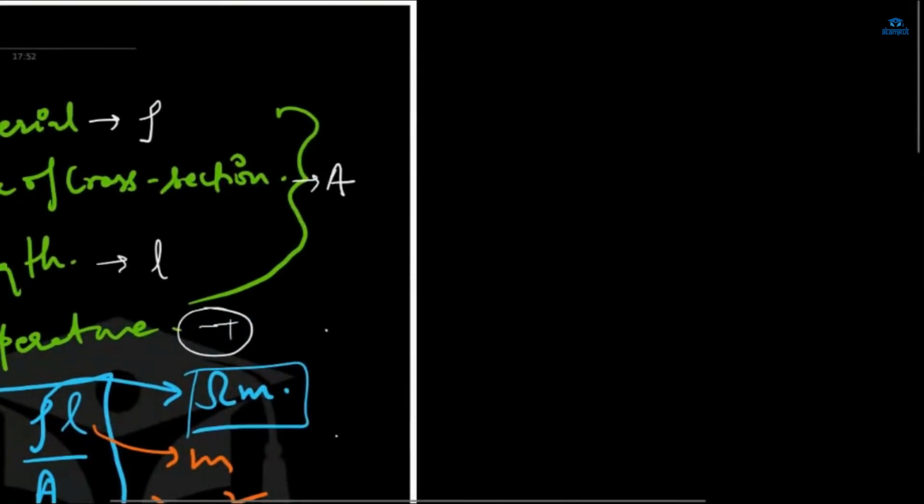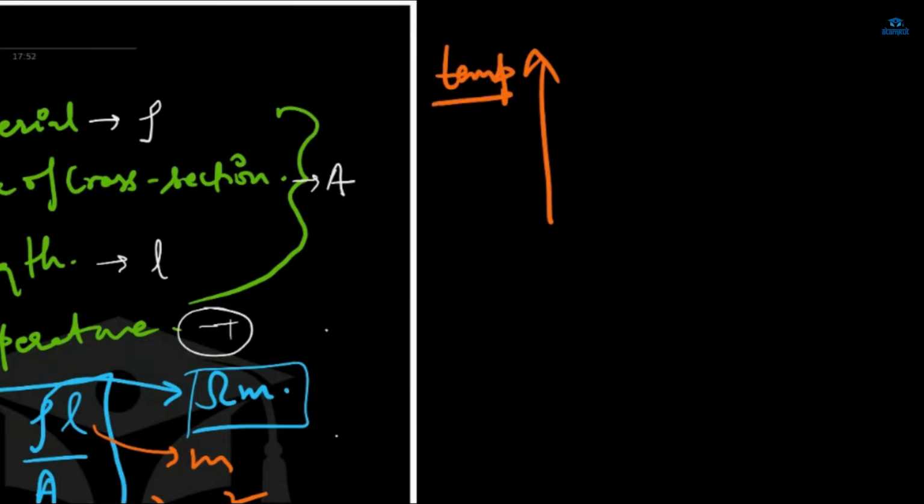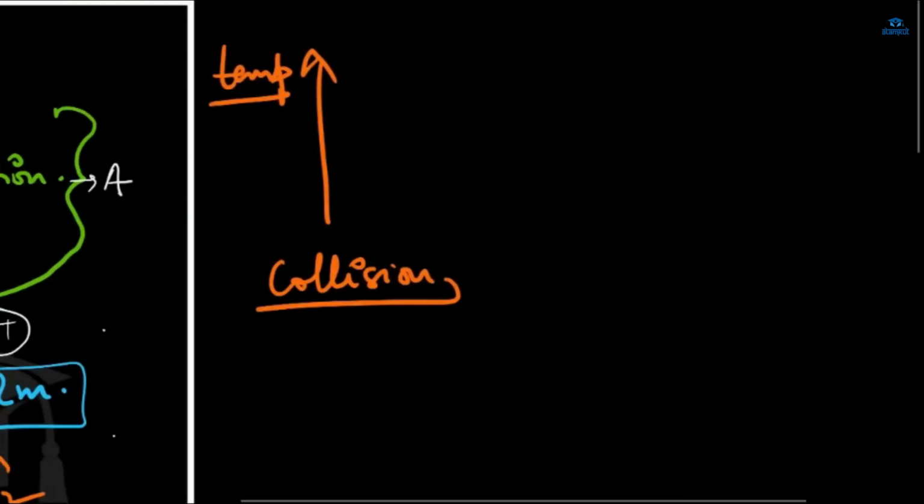If you increase the temperature, what will happen? Inside the wire, it will get heated, right? It means temperature has increased. So how is the temperature increasing? The collisions between the electrons must also be increasing, right? The collisions between the electrons are increasing.